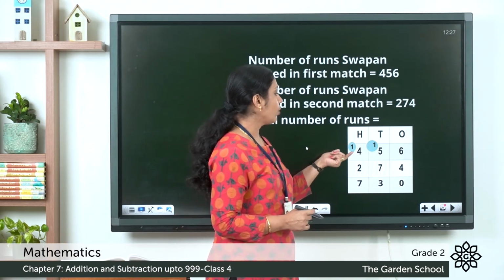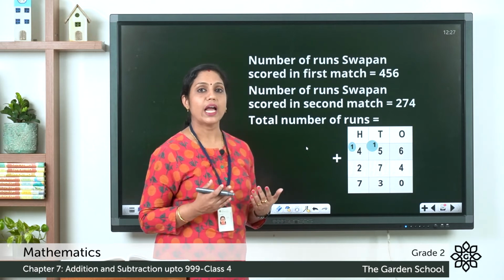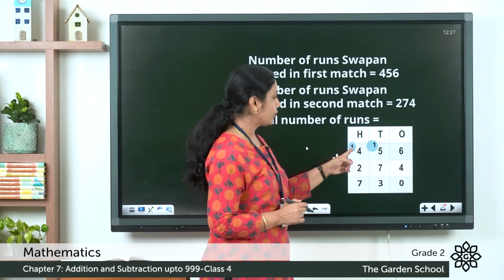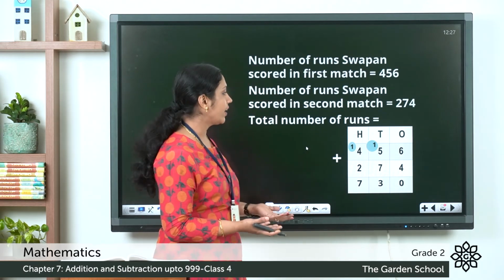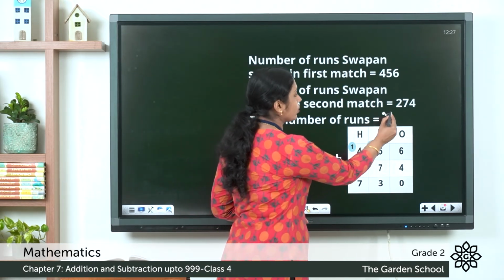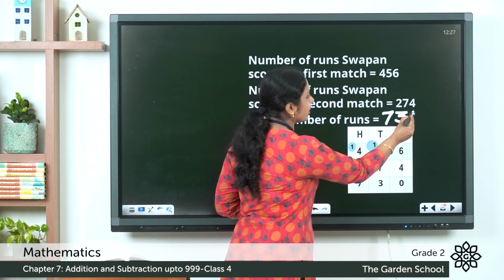So 1 plus 4 plus 2 we have to add in the hundreds place. So 1 plus 4 is 5. 5 plus 2 is 7 and the answer is 730. So the total number of scores is 730.